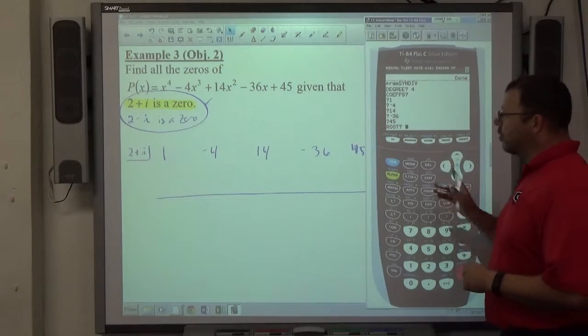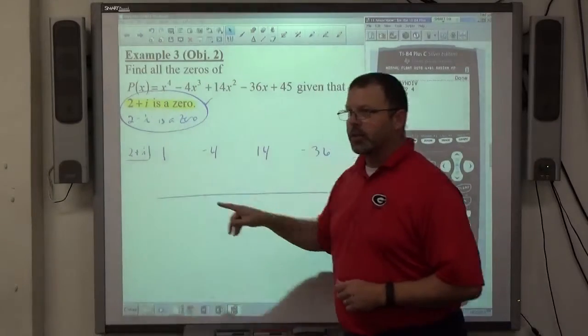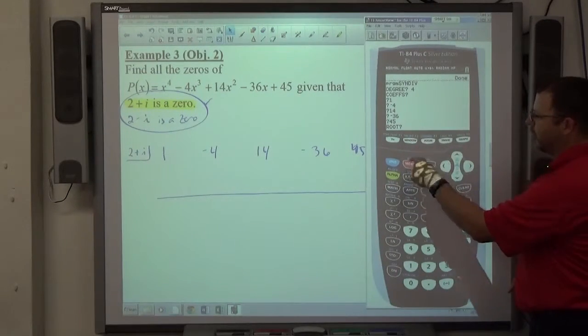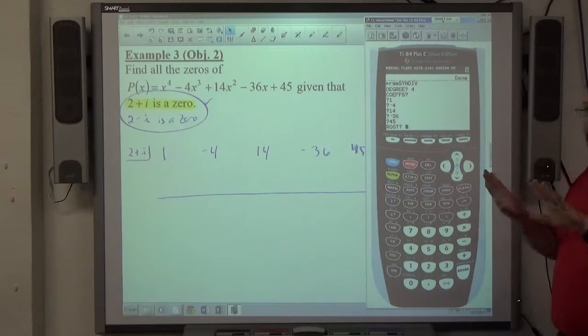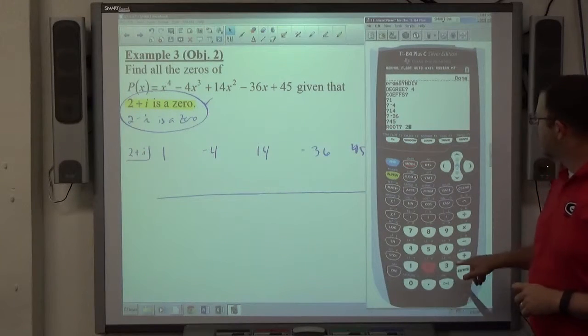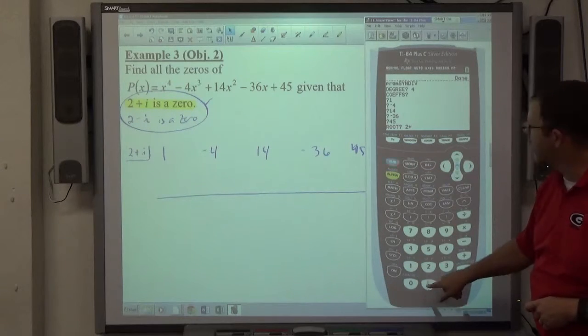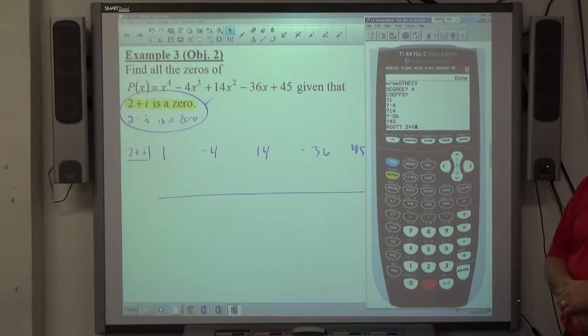Then it asks for the root. The root is whatever goes up in this little corner here, in this case 2 plus i. And again, in my mode, I am at a plus bi form. It's not letting me go in there right now, but you have to be in a plus bi form in your mode. So 2 plus, and i is right here above the decimal point. You have to hit the second key. Second decimal point, 2 plus i.